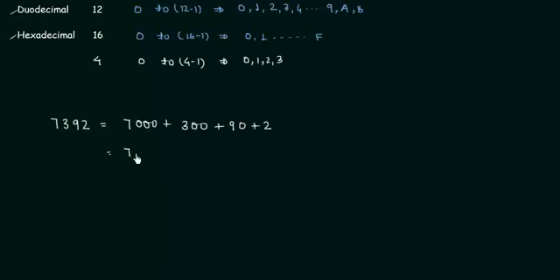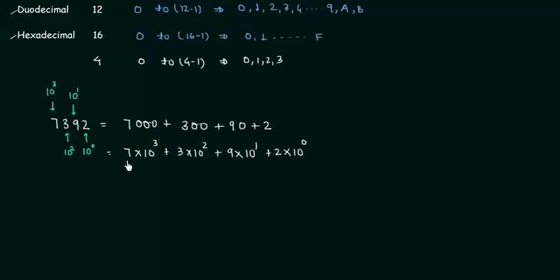Or I can write 7 multiplied by 10 raised to power 3, 3 multiplied by 10 raised to power 2, 9 multiplied by 10 raised to power 1, and 2 multiplied by 10 raised to power 0. This is how we can write the number 7392. The weight of this position is 10 raised to power 0. The weight of this position is 10 raised to power 1. Weight of this position is 10 raised to power 2, and weight of this position is 10 raised to power 3.